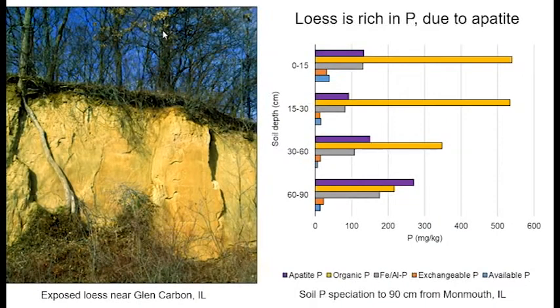So let's talk about loess itself and the chemistry. This sets up for the final point. Loess, by the way, is that yellow grayish stuff. Here's a good example from down south by Glen Carbon. Loess is basically a silt, windblown substrate. So we had glaciers here. The glaciers melted. It was all tundra.